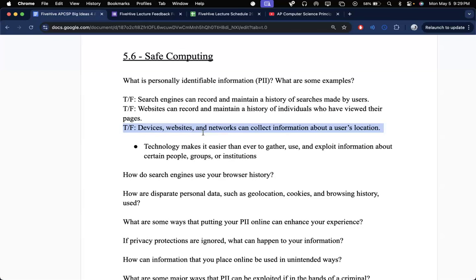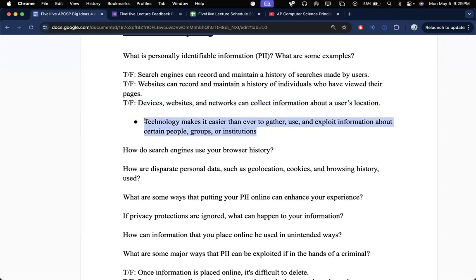So this is true. Some browsers will have you specifically say that you want to allow the site to track your location, but it is true in general that they're still able to do that as long as you give it permission. So, something we need to know. Technology makes it easier than ever to gather, use, and exploit information about certain people, groups, or institutions. So, just kind of straightforward, something we should know, right?